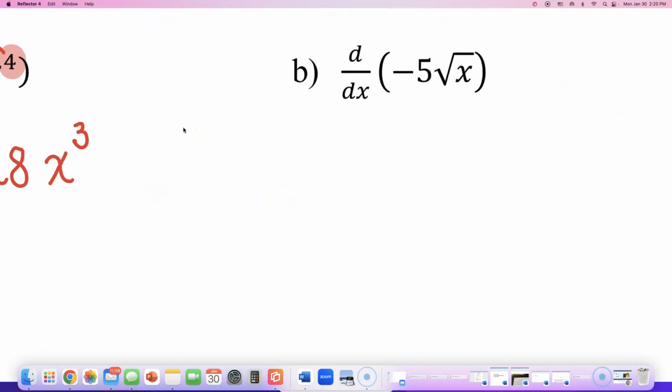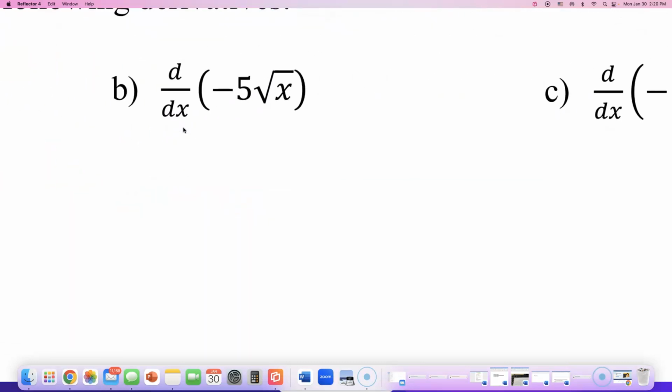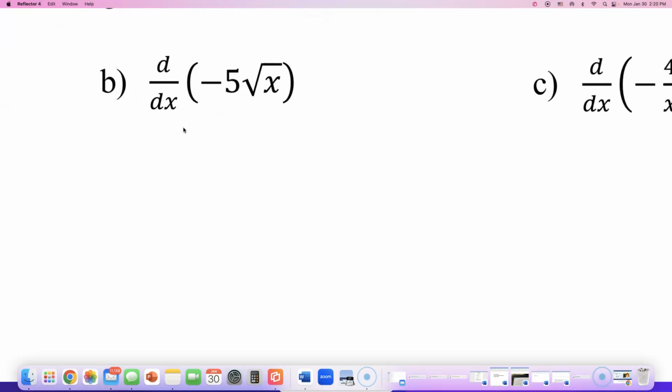So what if, this one's a little bit tough. For this one, you see there's no exponent, right? You have to rewrite this in exponent form. So keep that -5 the same for right now. But instead of square root of x, because square root of x can be written as what? X to the 1/2 power, right? So write it that way first, and we're going to take the power rule, okay?